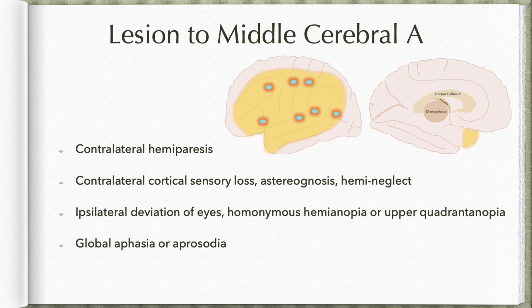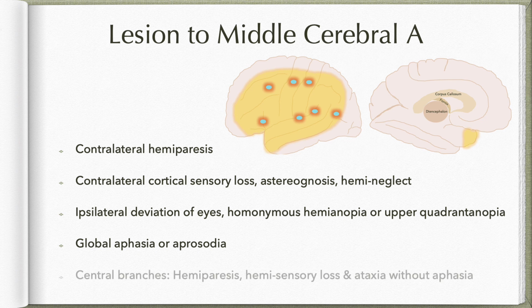So that will result in global aphasia if the involvement is of the middle cerebral artery supplying the dominant hemisphere. If it is the middle cerebral artery supplying the non-dominant hemisphere, then the patient will present with aprosodia. That is, the patient will not be able to pay attention to nuances or the cadence of the voice.